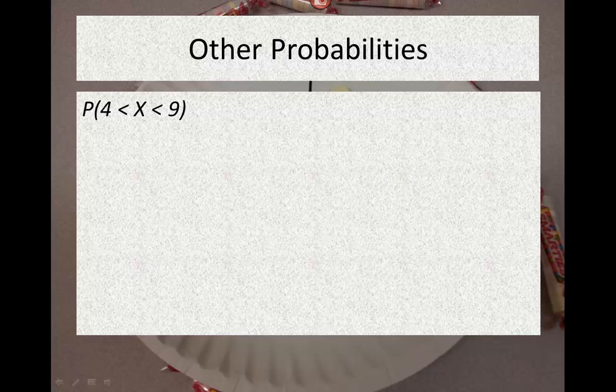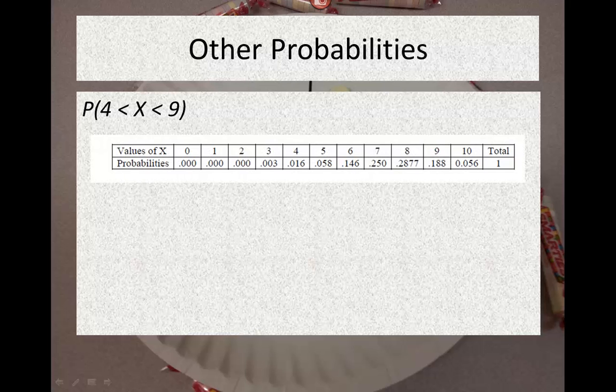How about the probability that x is between 4 and 9? Notice the notation here. Neither inequality has an equal to, so we are not including 4 or 9. If we look at the table we've seen before, we can get the probability we want by adding the probabilities of getting exactly 5, exactly 6, exactly 7, and exactly 8. How can we do that with the calculator?